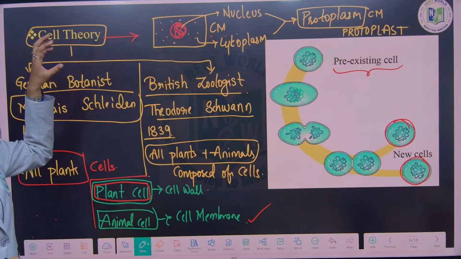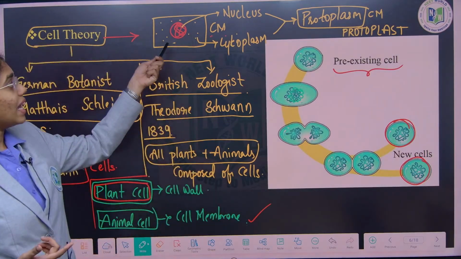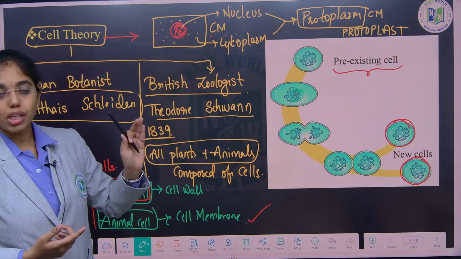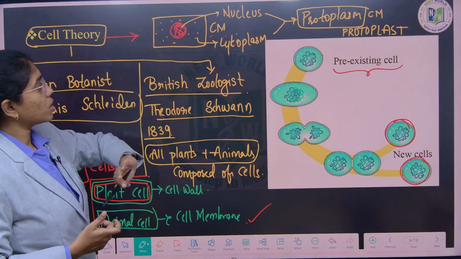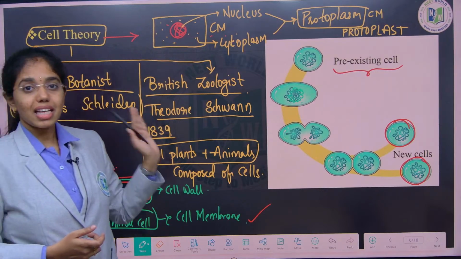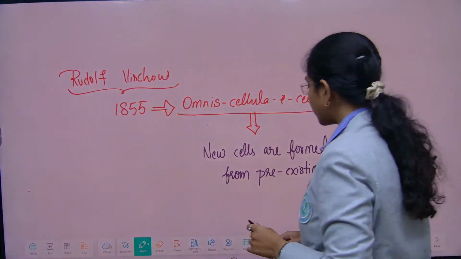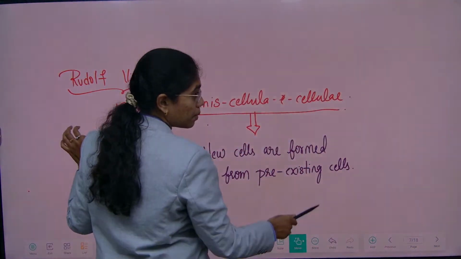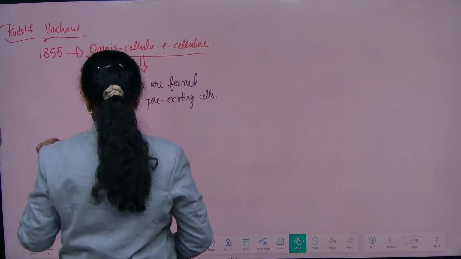Okay, only to this type of cells cell theory is applicable. For example, if a cell has more than one nucleus, to such cells the cell theory is not applicable. If a cell doesn't have a nucleus, to such cells also cell theory is not applicable. I can tell you the first exception of cell theory. Listen carefully.